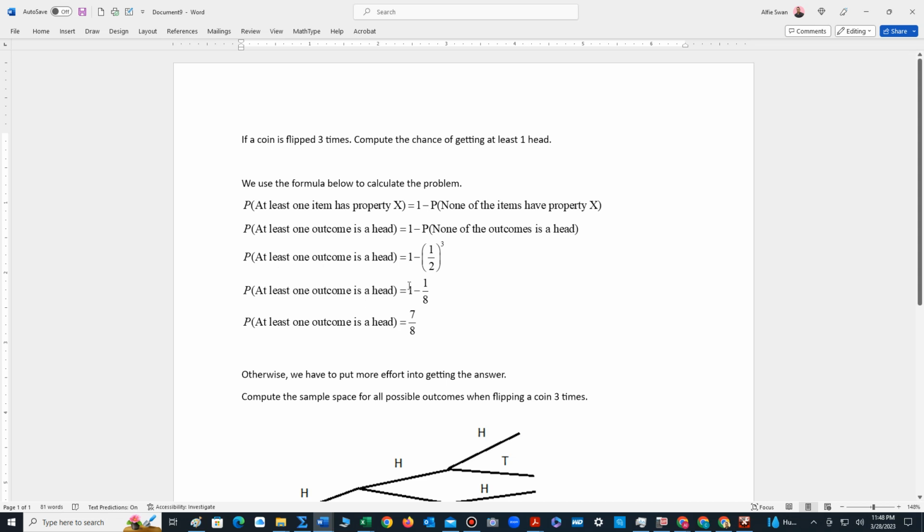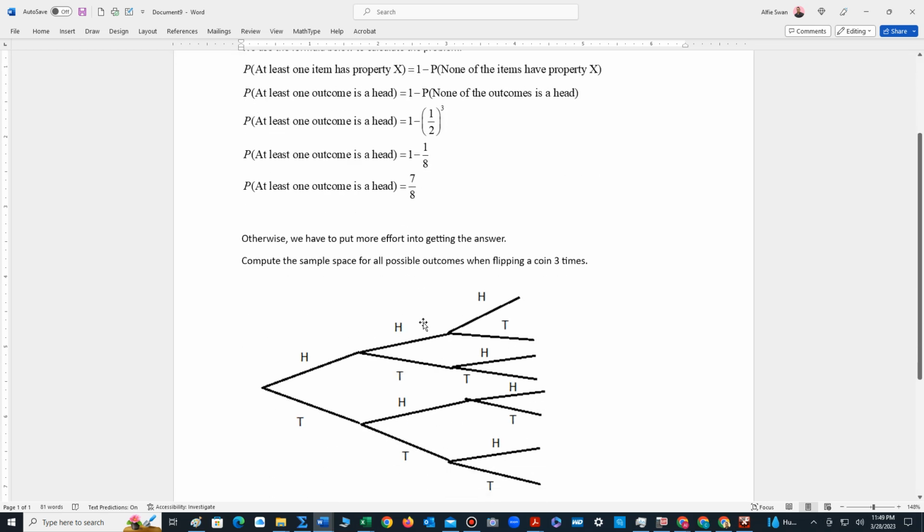So to calculate this, we have 1 minus the chance it's not a head. It's not a head means it's tails, so 1 over 2. And since we're flipping the coin 3 times, we raise it to the third power. Well, 1 to the third is 1. 2 to the third power is 2 times 2 times 2, which is 8. And 1 minus 1/8 is 7/8. That's one of the quickest ways to get the answer.